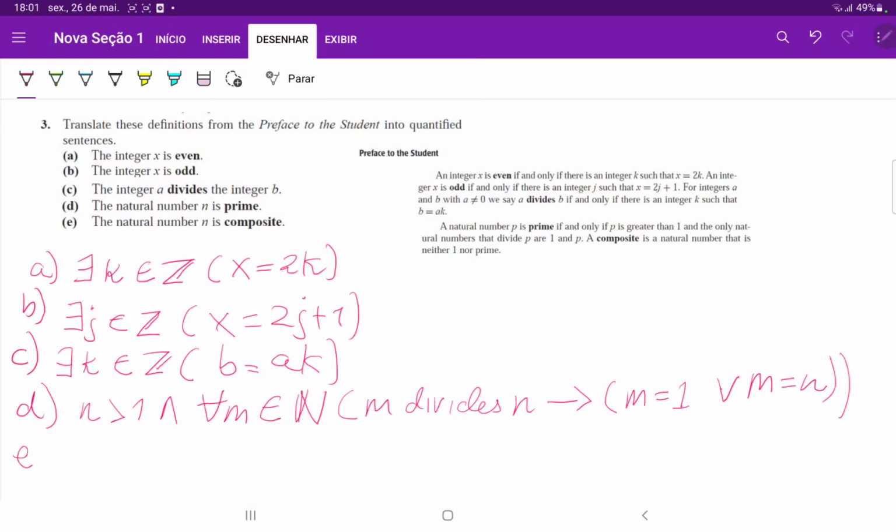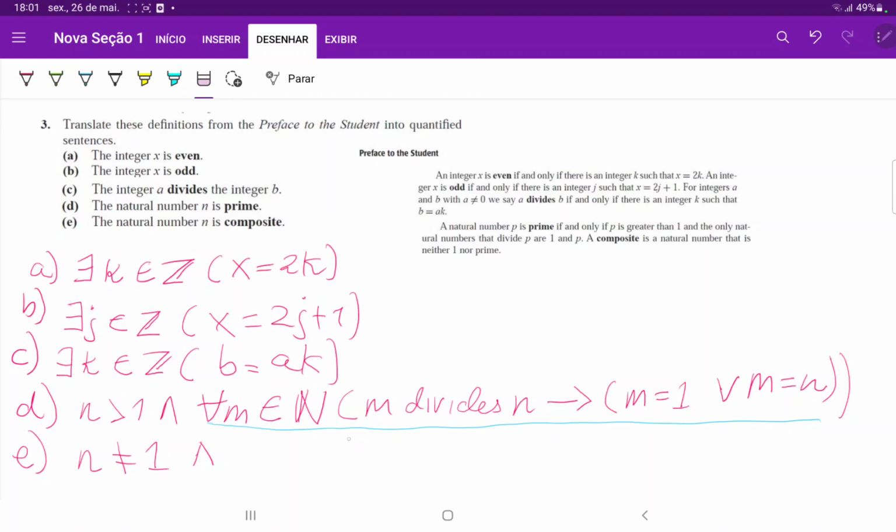Now let's look at it when we have that it's composite, right? We have a composite is a natural number that is neither 1 nor prime. So for this one, we're going to say n is not equal to 1, right? And let's see what we have. And it is not prime. And so for it to be not prime, we're going to negate the stuff over here.